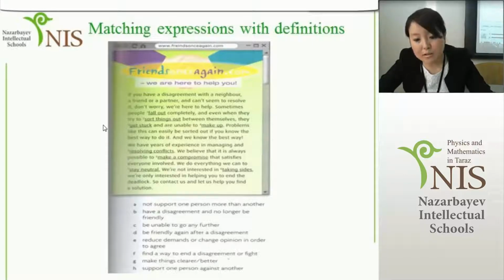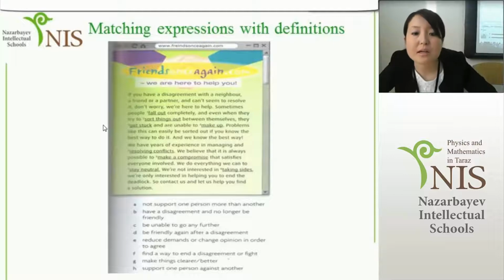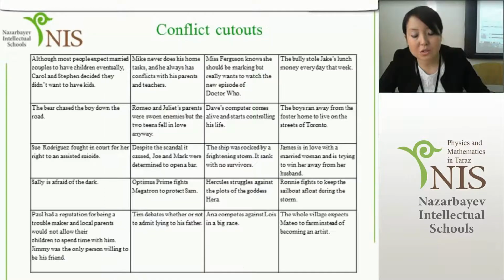Students one by one read their answers, and for the whole class the teacher gives feedback. After this stage, the teacher divides students into three groups of four. They are going to make a dialogue and act it out. So I chose from these conflict cutouts three conflicts. The first one is this one.